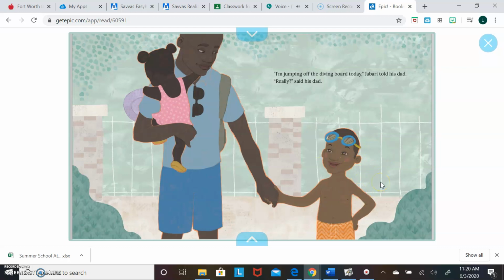We know Jabari is someone that's in the story. Who else is in the story? Dad. And who do you think this is right here? Yeah, that might be Jabari's sister. So we have already identified two more characters. We know that it's Jabari, Dad, and sister so far.